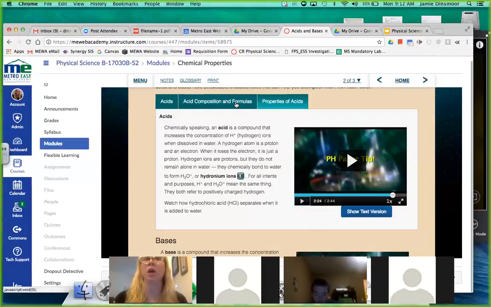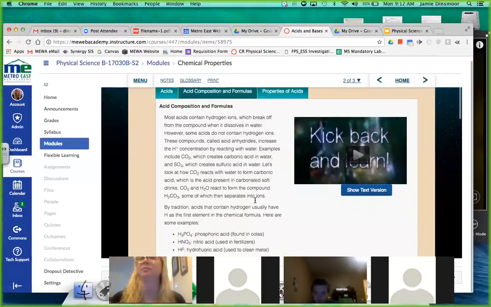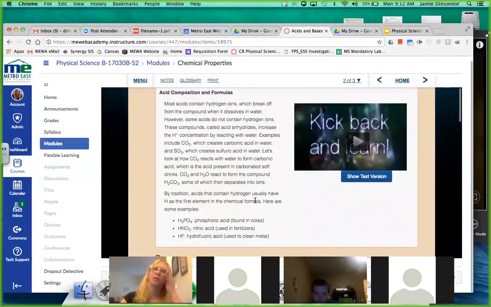So now we're going to talk about acid composition and formulas, right? So this is where it gets kind of complicated because there's actually a lot of rules for how to say different compounds in chemistry, but then there's also about 45 exceptions to the rule. I think more than that, probably like 4,000 exceptions. So when you take chemistry, you're going to learn all that fun stuff.